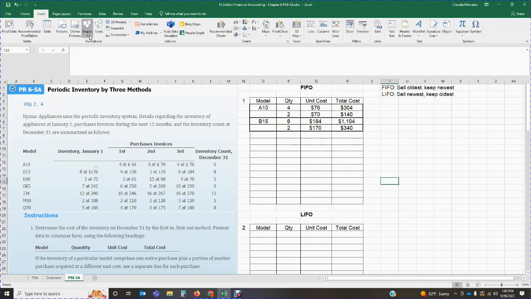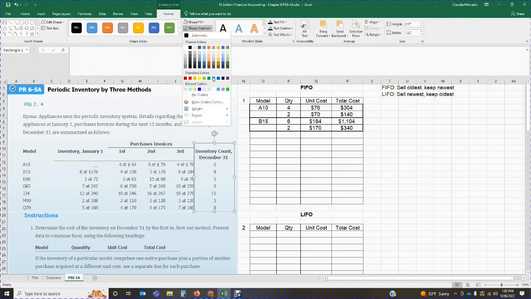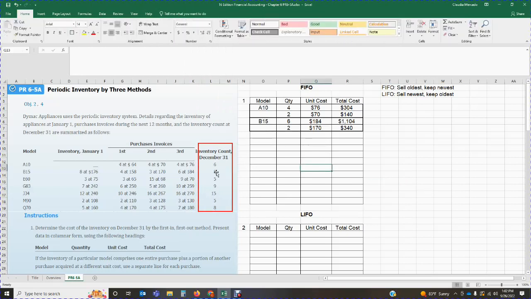So this is our ending inventory. This is what we are counting. This is what we are trying to figure out. What is the value of that inventory right there? So for B15, we had 8 remaining, 6 from my third purchase, 2 from my second purchase. Now let's look at E60. For E60, we have 5 units remaining.